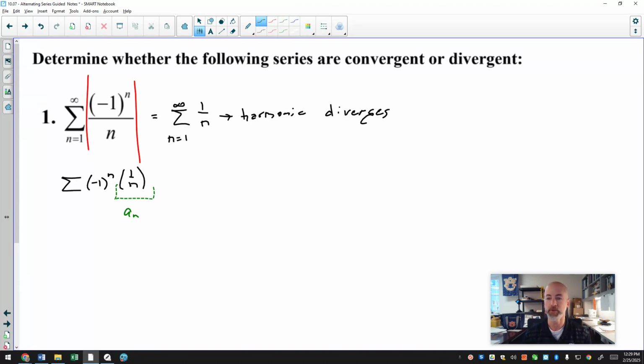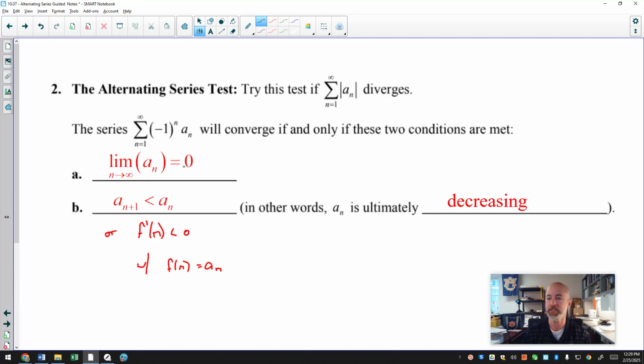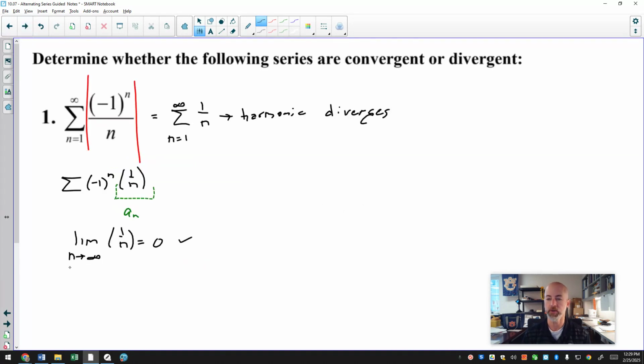So the first one I'm going to do is the limit as n goes to infinity of 1 over n does indeed equal 0. So we satisfy that first requirement. So we show that the limit as n goes to infinity of your sequence is 0. And we need to show that this sequence decreases.